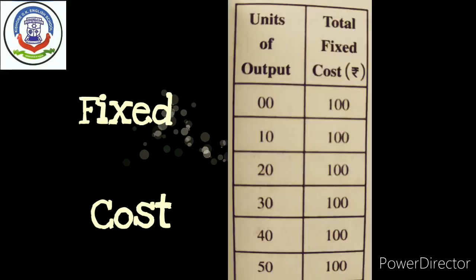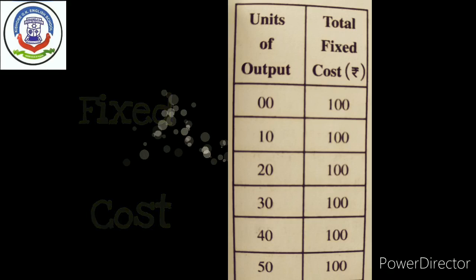In the schedule, it is shown that production of pens is either 0 or 10, 20, 30, 40, 50 with the increase in units of production. Cost remains the same, rupees 100. This cost is fixed. This type of cost is known as total fixed cost. The production unit changes, but cost does not change. So, it is known as total fixed cost.